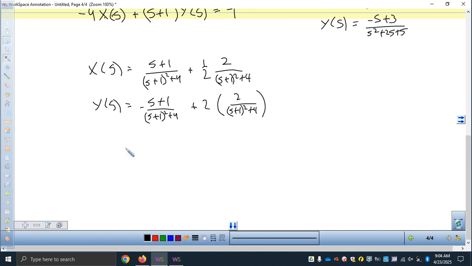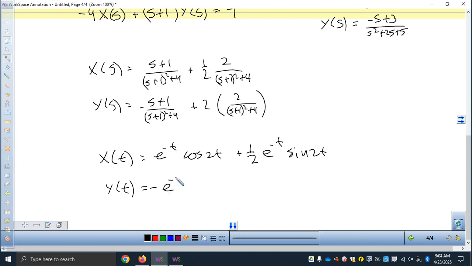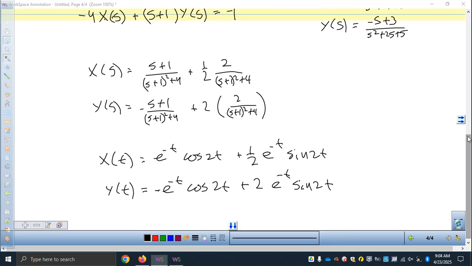And we apply the inverse transform now. We get x of t equals e to the minus t cosine 2t plus 1/2 e to the minus t sine 2t, and y of t equals negative e to the minus t cosine 2t plus 2 e to the minus t sine 2t for our solution to the second order system of differential equations, which we did not have a method for previously.